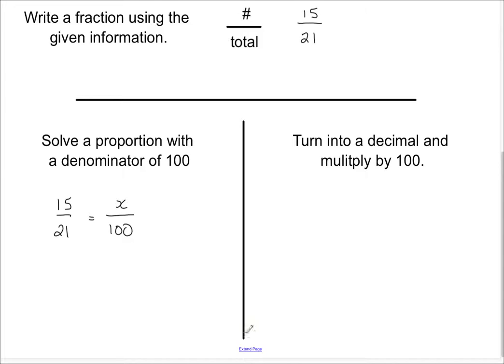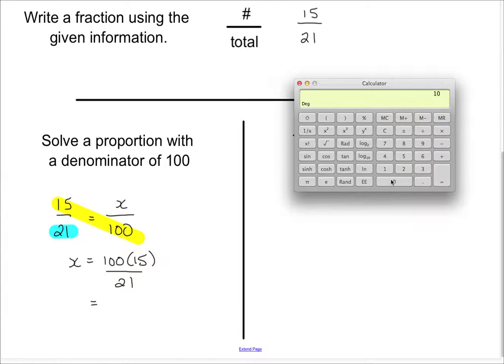I'm going to grab my highlighter here. Remember, we times by those two things and divide by this one. So here's what we write down. X equals 100 times 15 divided by 21. And you can just type that all into your calculator. 100 times 15 is just going to be 1500, divided by 21. And that says 71.4.